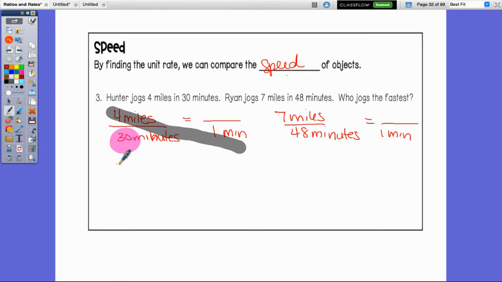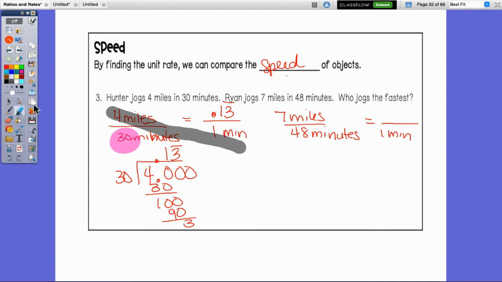So I have 4 divided by 30. I'm going to have to add a decimal point and some zeros to make this work. 30 goes into 40 one time. That gives me 10. 30 goes in there 3 times. That's a 90. Oh, we're going to have a repeating 3. So he goes 0.13 with a repeating 3 of a mile per 1 minute.